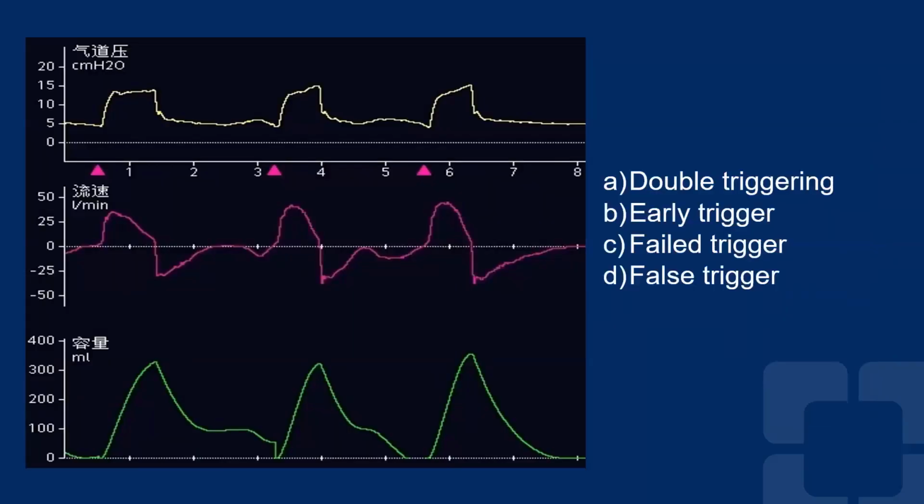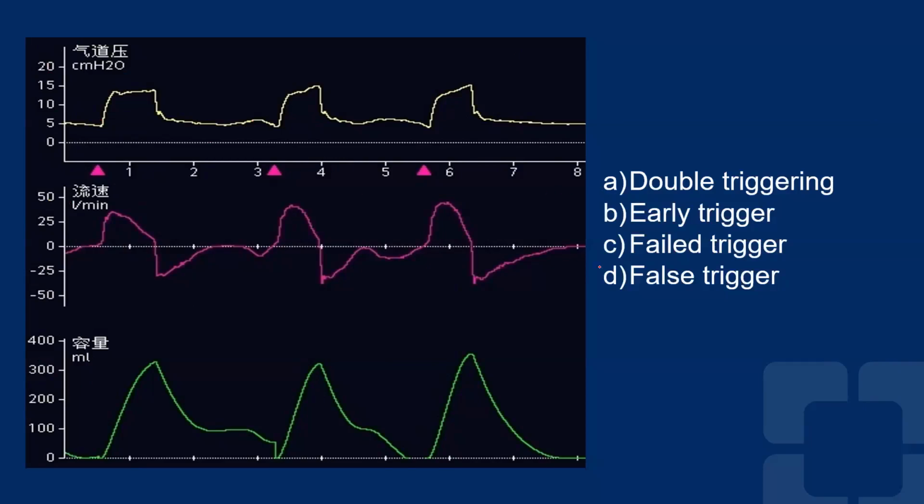This is not early triggering because, well, we're going to see some examples for it, but every one of the mechanical breaths that we see here is being triggered by the patient. And so that means that if it's triggered by the patient, it cannot be an early trigger. That's one of the basic rules.